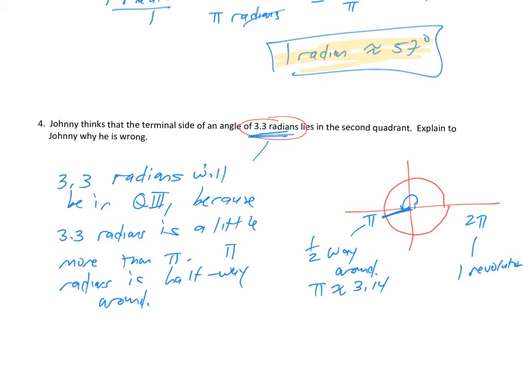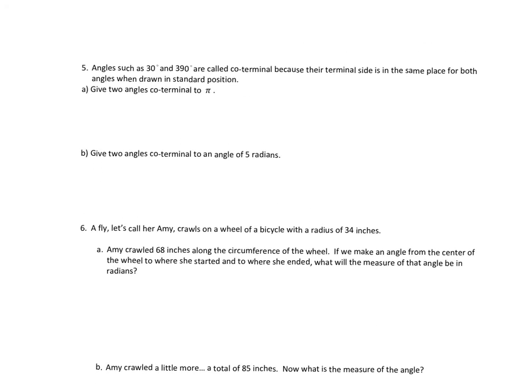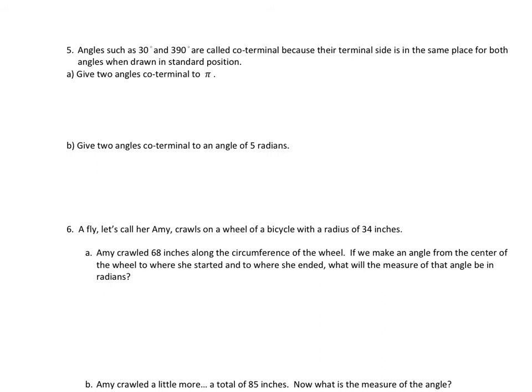Okay, let's go to the next page. And I will make this bigger. Okay, angles such as 30 degrees and 390 degrees are called coterminal. And you should have learned about coterminal angles last year. So I'll just review that. They're called coterminal because their terminal side is in the same place for both angles when drawn in standard position. So if they're coterminal, they end at the same spot.